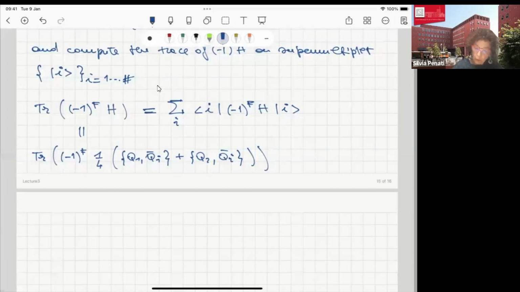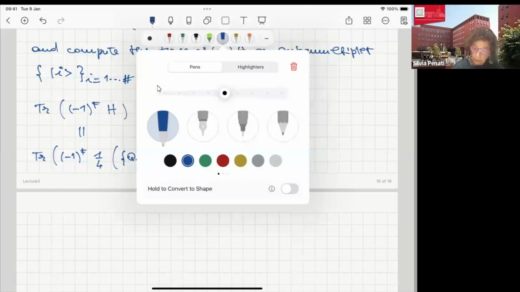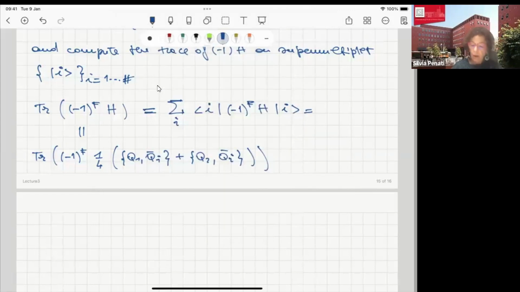If you move in the right direction, so you concentrate on this definition of the trace, you immediately realize the following. First of all, remember that all the states of a multiplet, this is something that I told you, they all have the same energy. So I can rewrite this as the common energy that they have.